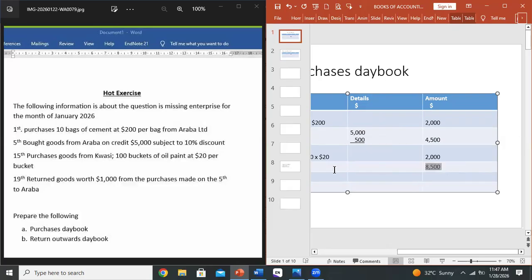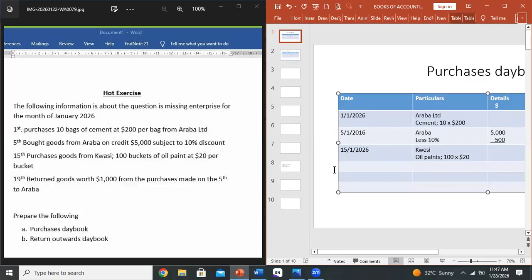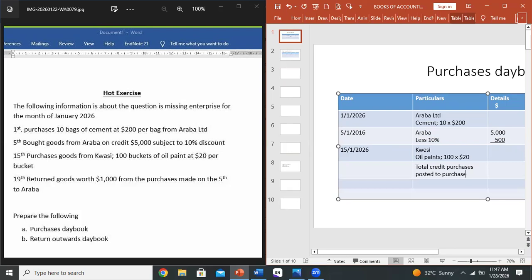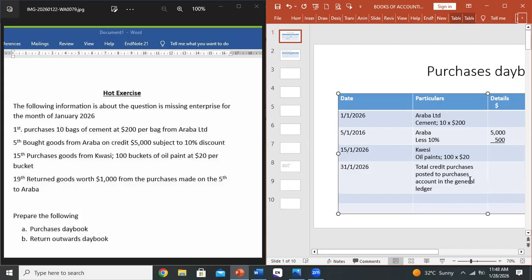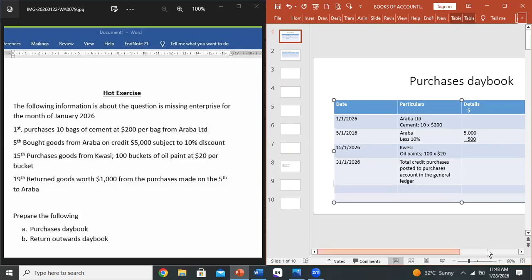Tell us what it is under the particulars column. So this is total credit purchases posted to purchases account in the general ledger. And of course, use the closing date 31st January 2026. So I was expecting you to do the summations or the total. Majority of you did that as well.